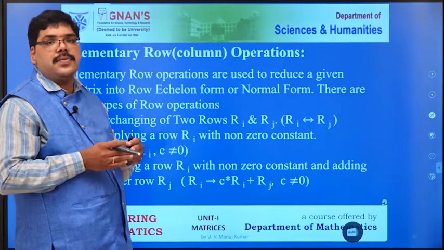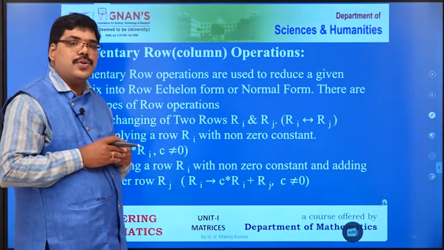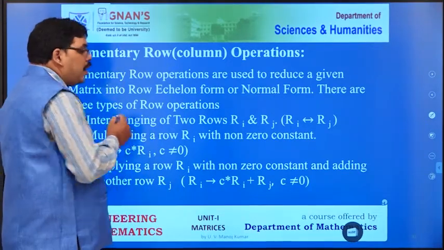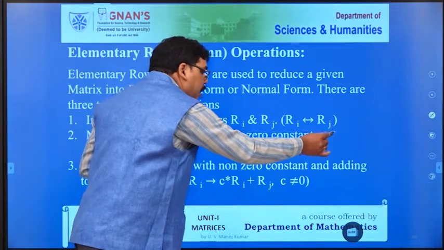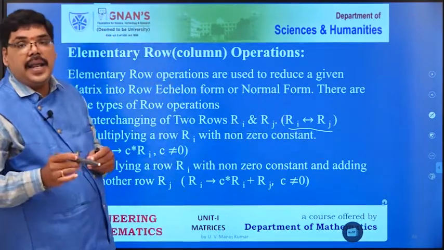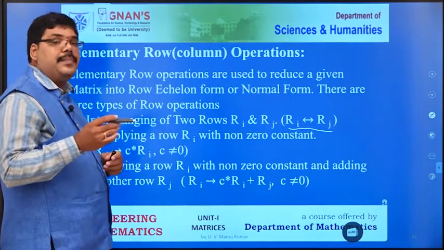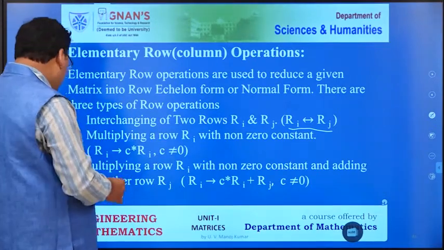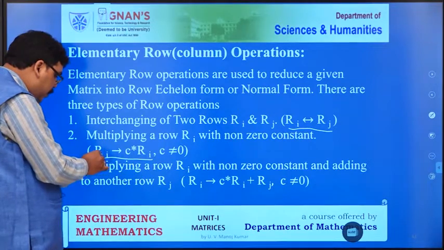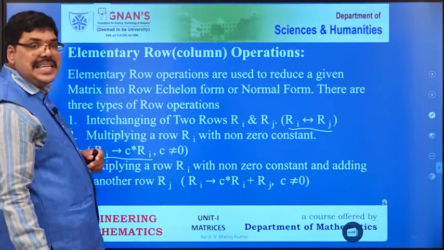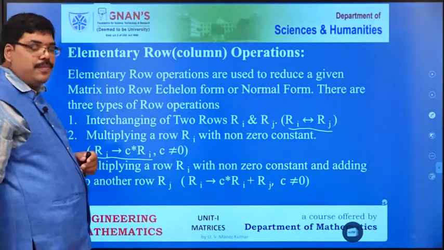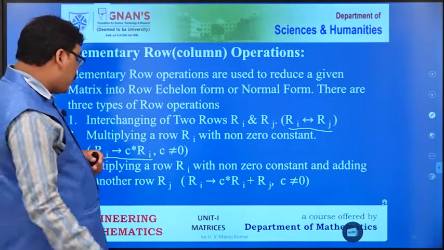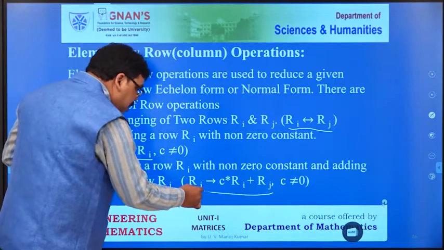Whatever operations we apply on rows, the same can be applied on columns also. Interchanging of 2 rows Ri and Rj is denoted by Ri <-> Rj. Multiplying a row Ri with a non-zero constant C: Ri goes to C times Ri. C should be non-zero. Multiplying a row Ri with a non-zero constant and adding the result to another row Rj. See, this is the operation.